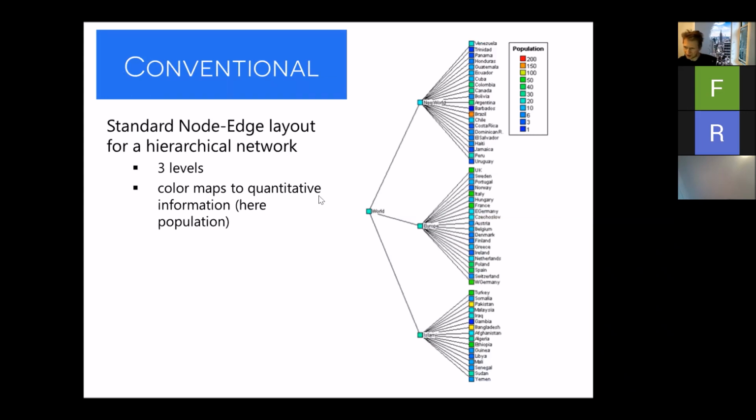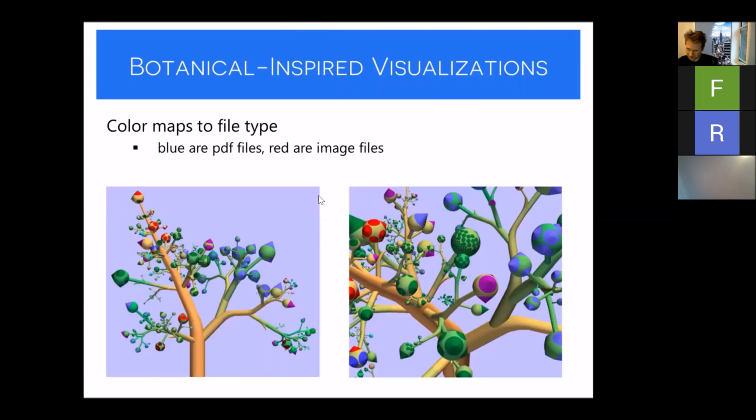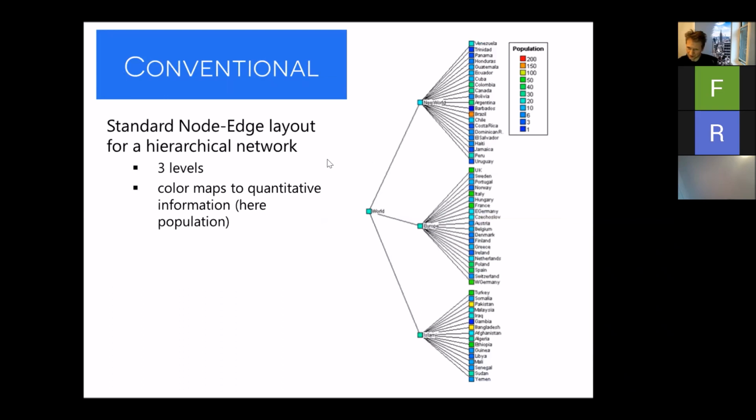Another one here. After speaking about these, let's go a little more conventional. So this is a very standard layout, okay? You have the root node here, three children from this root node, and each of these subnodes has a lot more children.